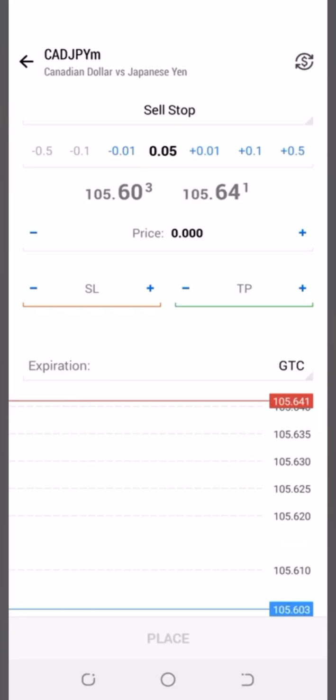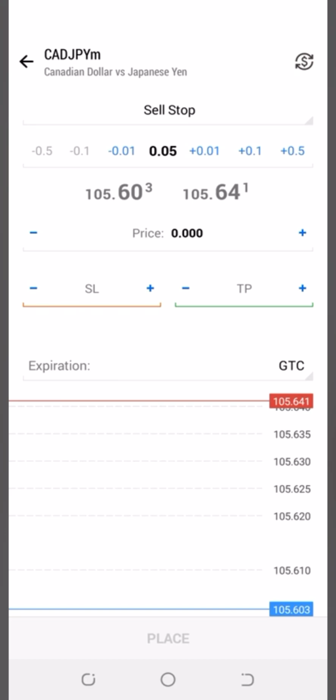I am saying that the market's going to go down. So it's basically the opposite of the buy stop. In this case, as the market drops, I place my trade below the current price so that I am triggered into the trade when the price drops and gets to that point. So that's what the sell stop is all about.